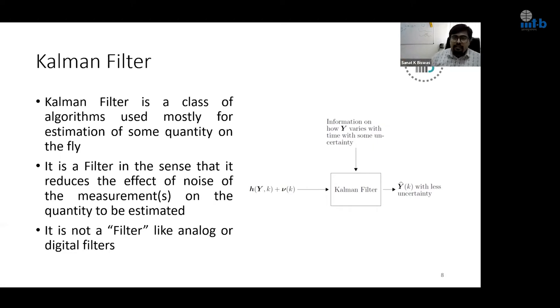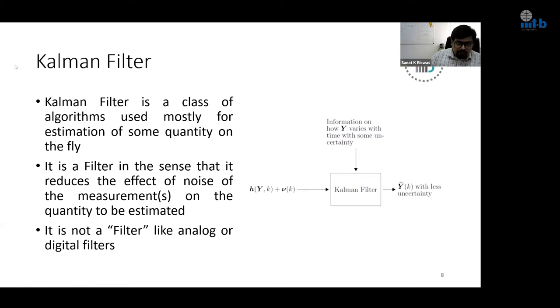The Kalman filter is a class of navigation algorithms. It's not a single algorithm, it's a class of algorithms used mostly for estimating quantities on the fly, so mostly in real time. Also, it is used in post-processing, where you gather all the measurements and process them on the ground. That can be done.